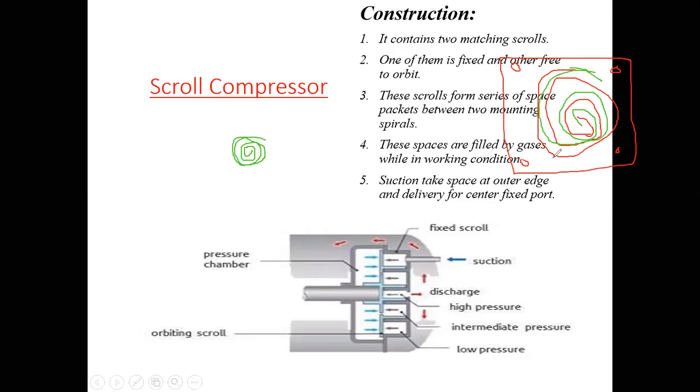Basically it consists of some housing and some plates. On this plate there will be one spiral that is fixed with the plate, and there is another spiral which is moving. It is driven with the help of some prime mover, so in order to drive it we need to provide a prime mover. Now let's see how the working takes place.